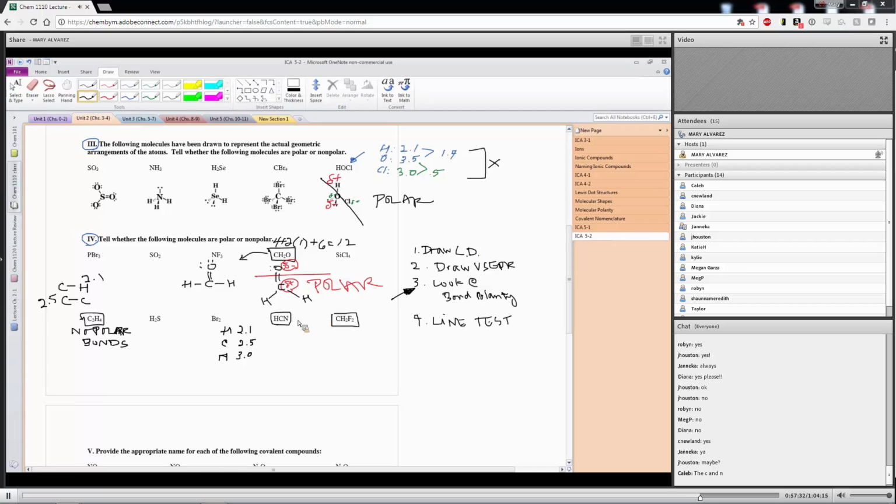Number one, draw the Lewis dot structure. Hydrogen has 1 electron, carbon has 4, nitrogen has 5, so I have 10. So carbon's in the middle, hydrogen, nitrogen. I've used 4, I've got 6 left. Exterior atom, 2, 4, 6. Now I'm out of electrons. Is everybody happy? Anything else I need to do?